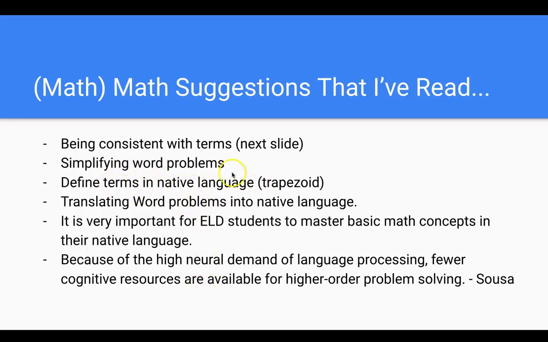Defining terms in the native language. He had an example of trapezoid, and a long story about how it's not just defining the terms that students need in English, but if there's a way to define them in the native language, even if it's a handout, that helps. Translating word problems into the student's native language, maybe having the word problem in a few different languages, whatever languages are represented in your classroom. We do know that Google Translate doesn't always translate accurately, but that was a suggestion that he made.